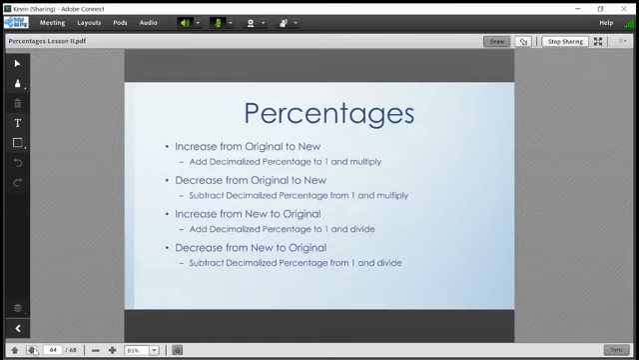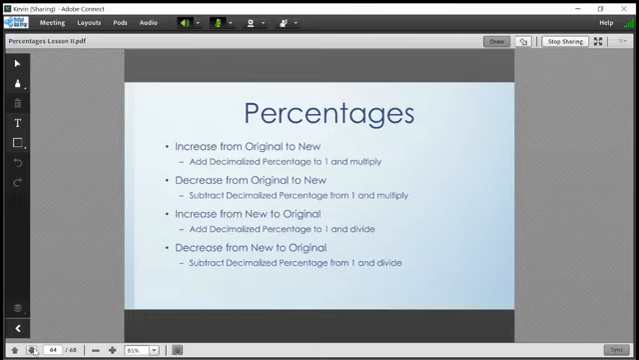Okay, so just to make it a little simpler on one little screen here: if I'm going to increase from the original to the new, I add the decimalized percentage to 1 and multiply. If I decrease from original to new, I subtract the decimalized percentage from 1 and multiply. If I'm going to increase from the new to the original, I'm still adding the percentage because it's an increase, but because I'm doing the opposite, I'm going to do the opposite of multiplication and divide.